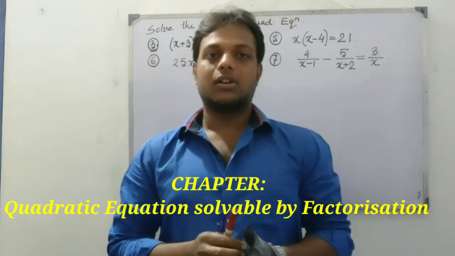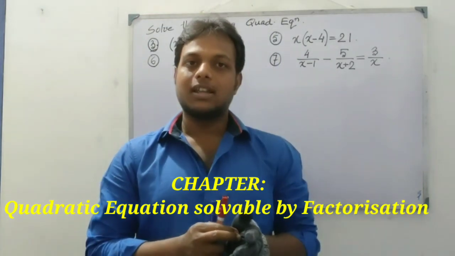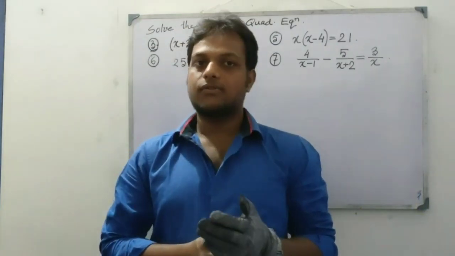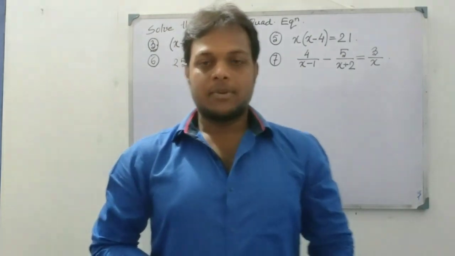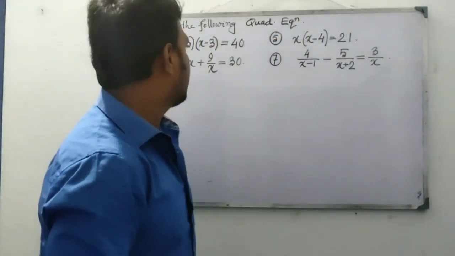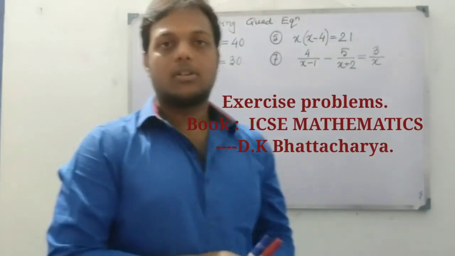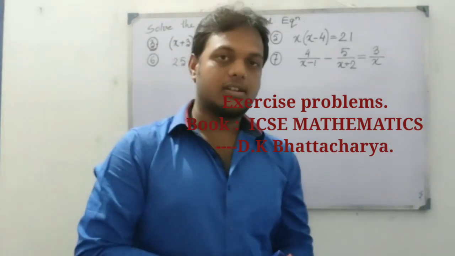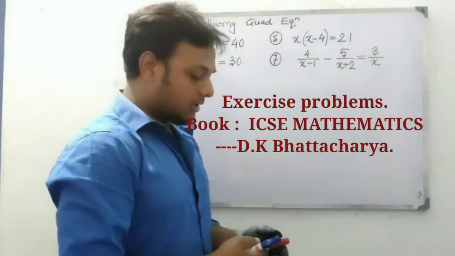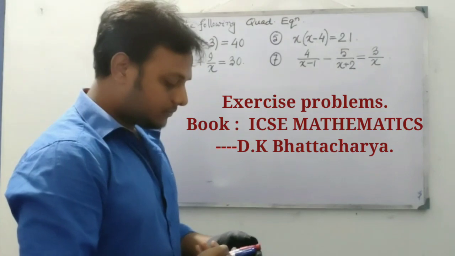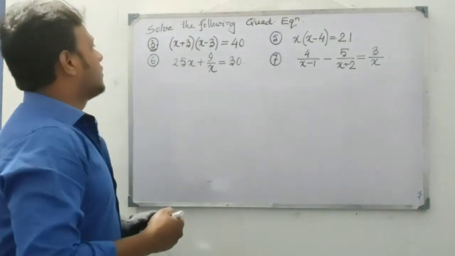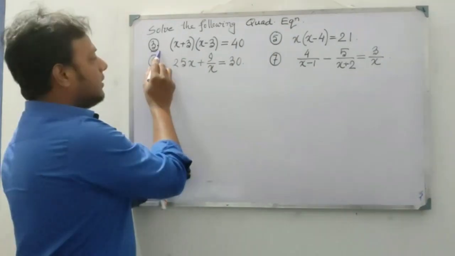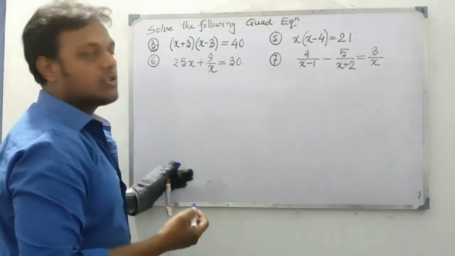First we will solve the first chapter. That means we have to solve each and every problem of this chapter by using factorization. I have considered some questions from the exercise in the book by D.K. Bhattacharya. See the first exercise, problem number 3. It is given: solve the following quadratic equation. (x + 3)(x - 3) = 40.